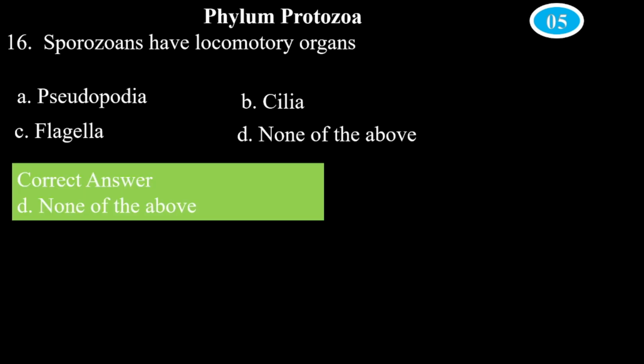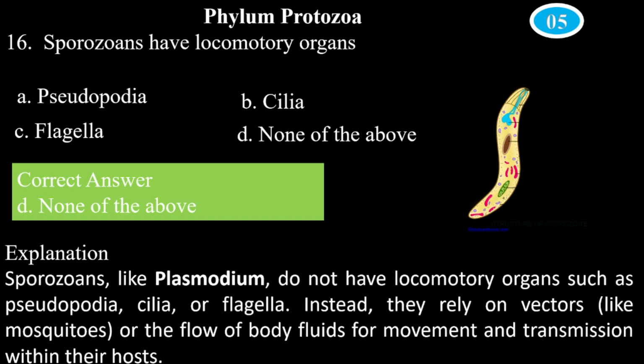The correct answer is option D. None of the above. Sporozoans like Plasmodium do not have locomotory organs such as pseudopodia, cilia, or flagella. Instead, they rely on vectors like mosquitoes or the flow of body fluids for movement and transmission within their host.